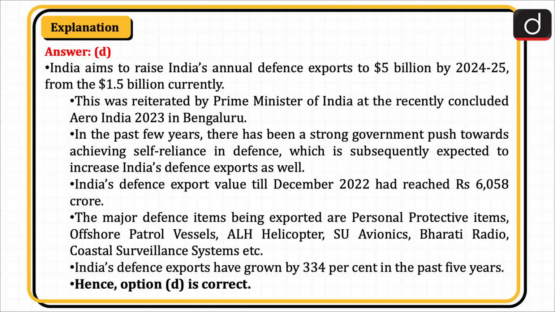India's defense export value till December 2022 had reached Rs 6,058 crore. The major defense items being exported are personal protective items, offshore patrol vessels, ALH helicopter, SU avionics, Bharti radio, coastal surveillance systems, etc. India's defense exports have grown by 334% in the past 5 years. Hence, option D is correct.